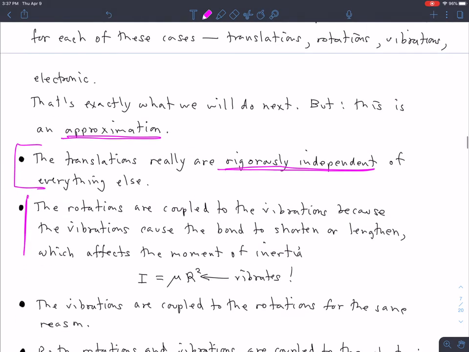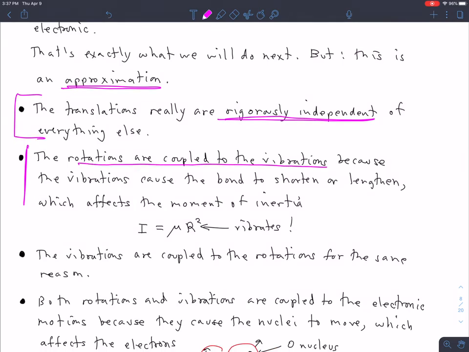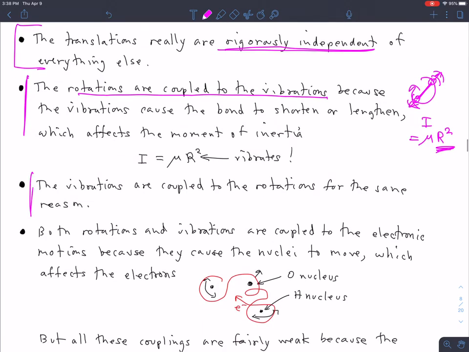But the rotations are coupled to the vibrations, because when you rotate, you are affecting the bond length by centrifugal forces, right? You're stretching the molecule a little bit, and that affects the vibrations. But also, if the thing is vibrating, that's affecting the moment of inertia, right? The moment of inertia depends on the reduced mass and the bond length, and the bond length is changing if it's vibrating. Therefore, the vibrations and rotations aren't really independent of each other, but the effect is small. And so the vibrations also aren't independent of the rotations for the same reason.